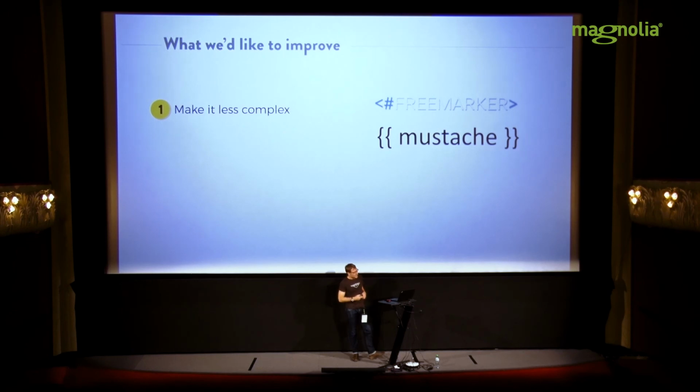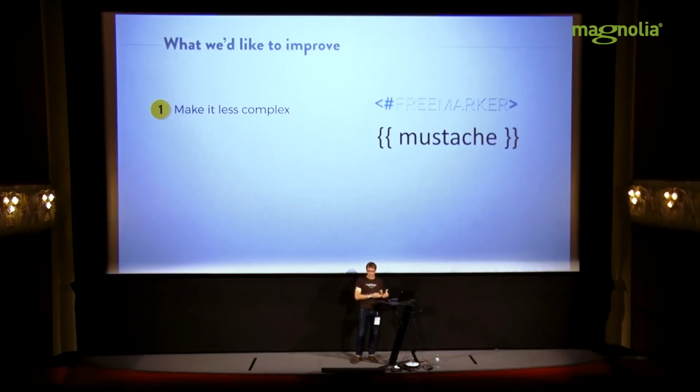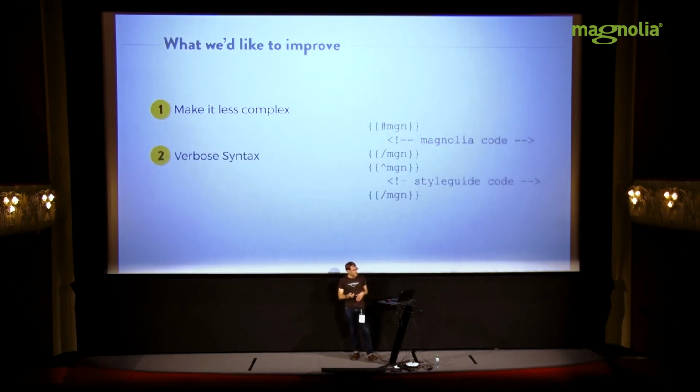What we still think is to improve, it's basically quite complex. So the guys that want to get started here, they have to deal with FreeMarker, they have to deal with Moustache. It's not completely easy. It also has some advantages, because you see everything that is Moustache is basically the front-end part, and FreeMarker is basically the Magnolia part. Then also this kind of forking between what is styleguide, what is Magnolia, we don't like it so much yet.